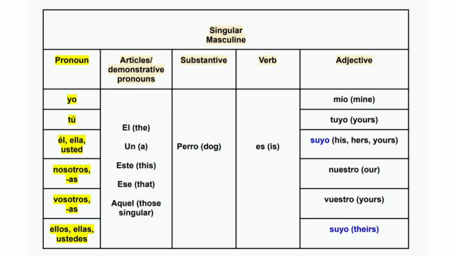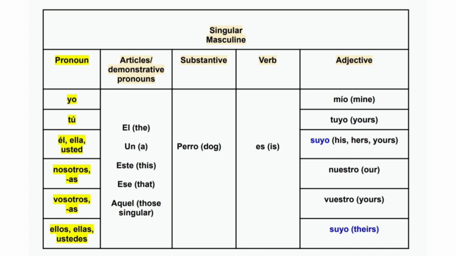Here we have all the personal pronouns: yo, tú, ella, nosotros, vosotros, ellos, and the articles or the demonstrative pronouns for the singular masculine substantive. El, un, este, ese, aquel. We have the substantive, perro, dog, the verb, es, is, and the adjective.